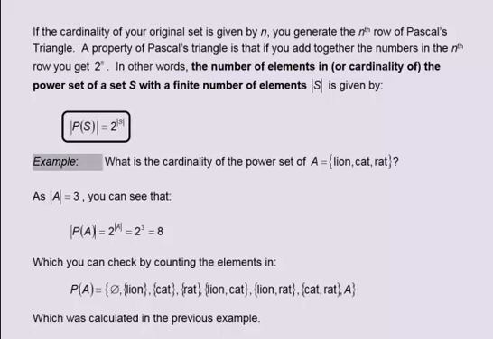Example, what is the cardinality of the power set of A equals {lion, cat, rat}? As the cardinality of A is 3, you can see that the cardinality of the power set of A equals 2 to the power of the cardinality of A, which equals 2 to the power 3, which equals 8, which you can check by counting the elements in the set, which was calculated in the previous example.